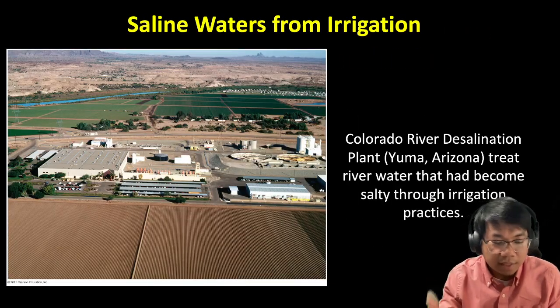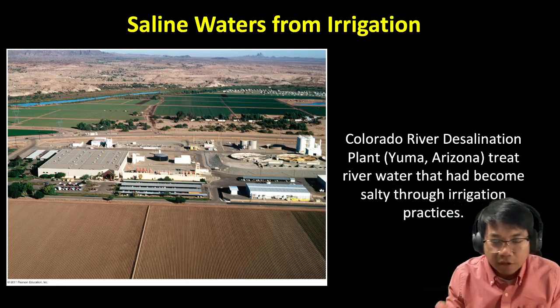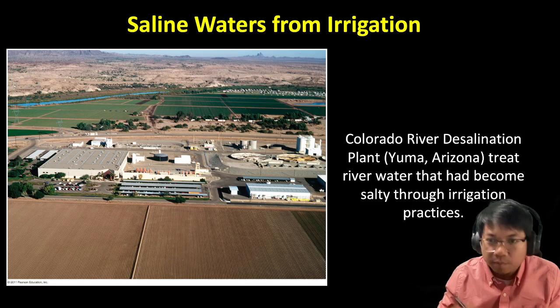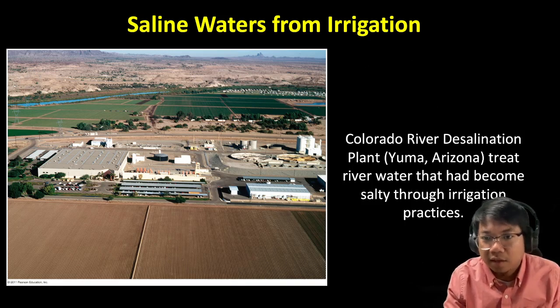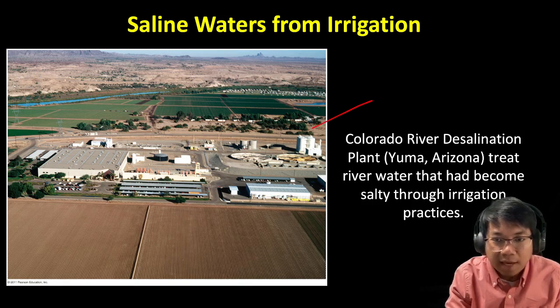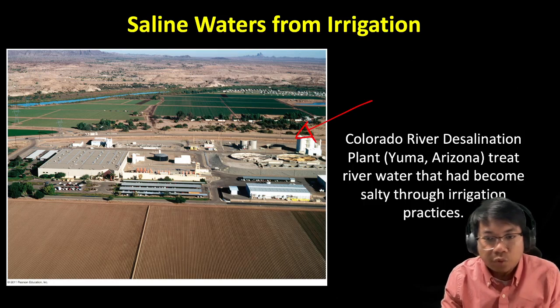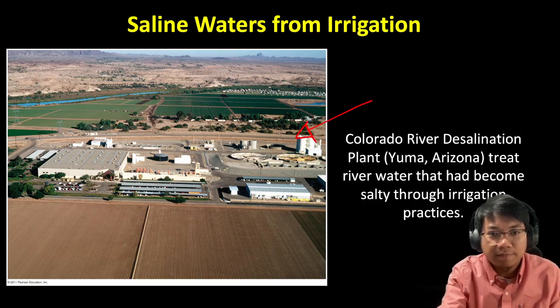Because in some parts of that region they have salty water, therefore they have to build some facilities to actually deal with it. Okay, so for example, this is a Colorado River desalination plant in Yuma, Arizona, to treat the river water that has become salty through irrigation practices.